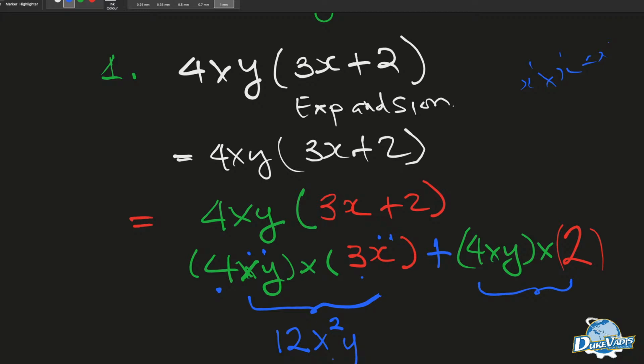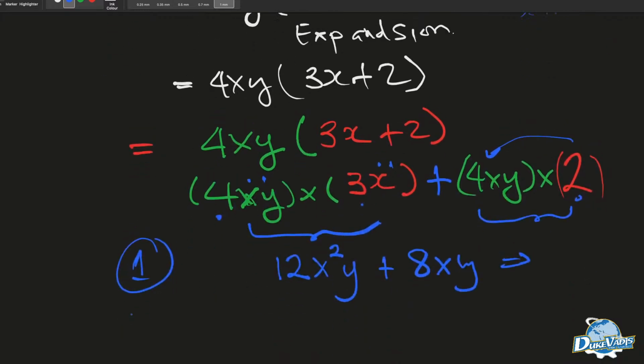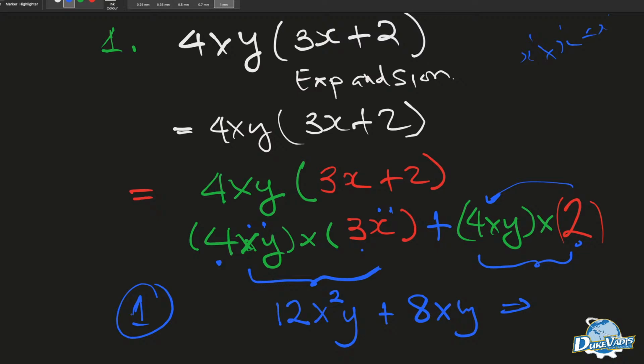With the second one, all I can do is multiply 2 by 4. So 2 times 4 is 8. So I'm going to get 8xy. I bring the plus sign, so plus 8xy. So this is my first answer to question 1. This is what I've got.